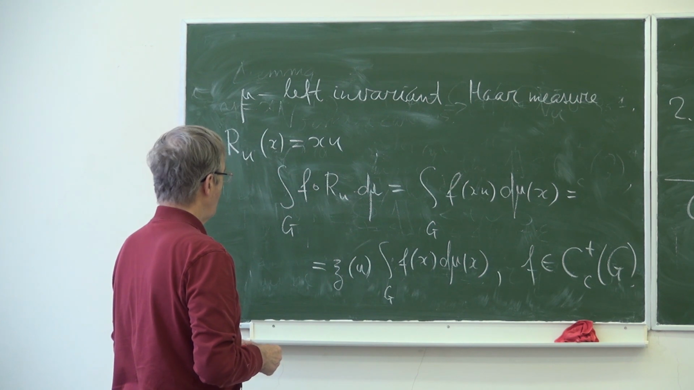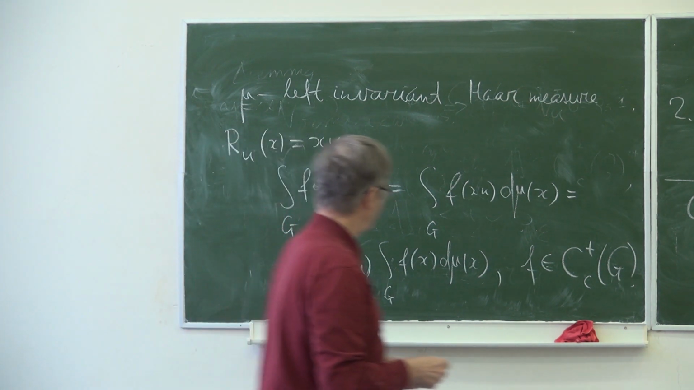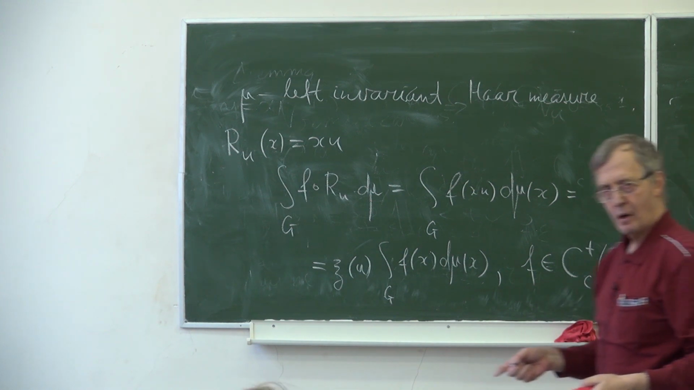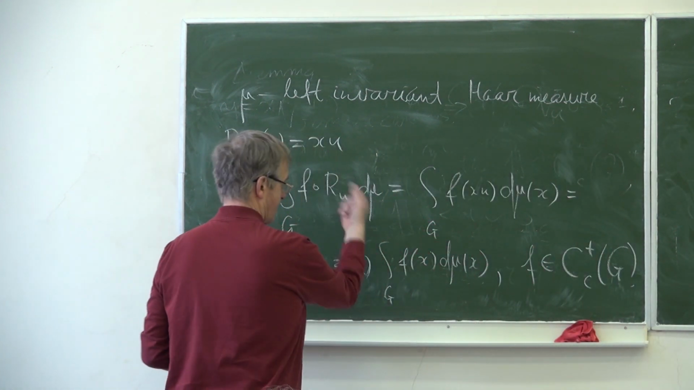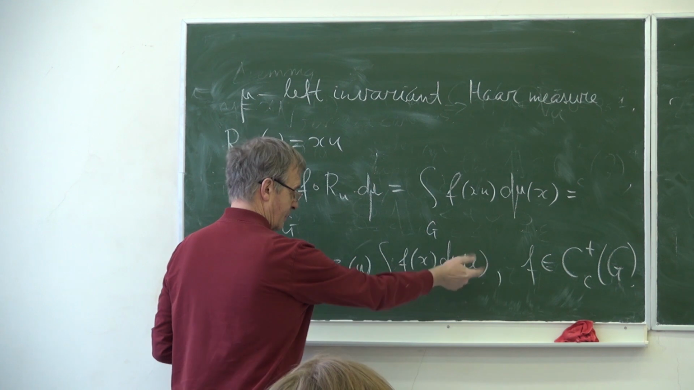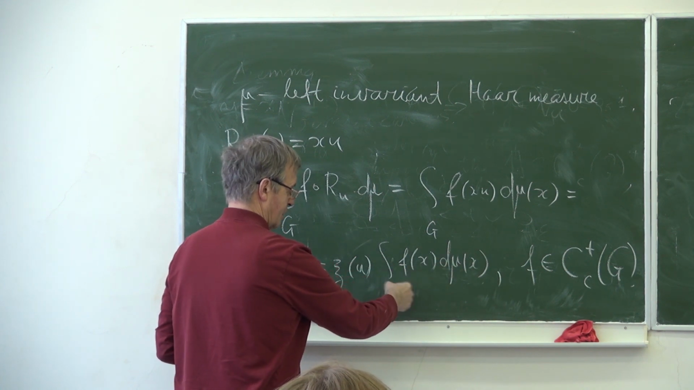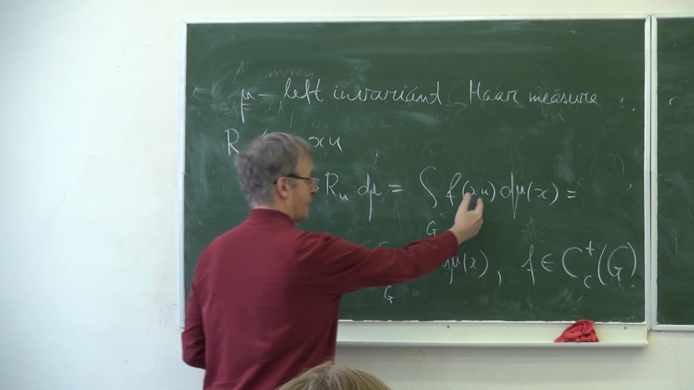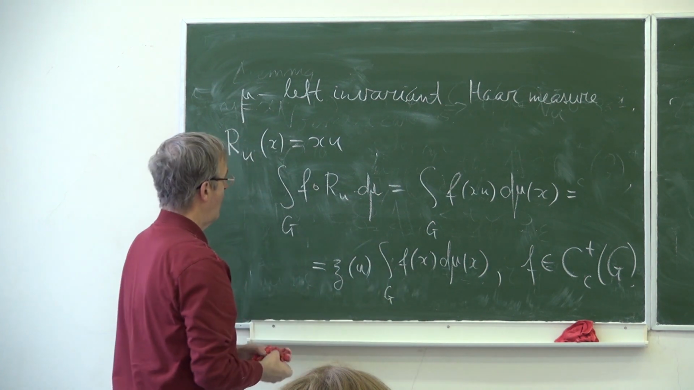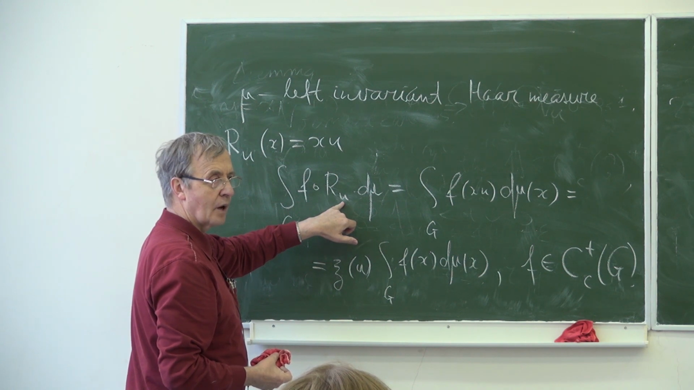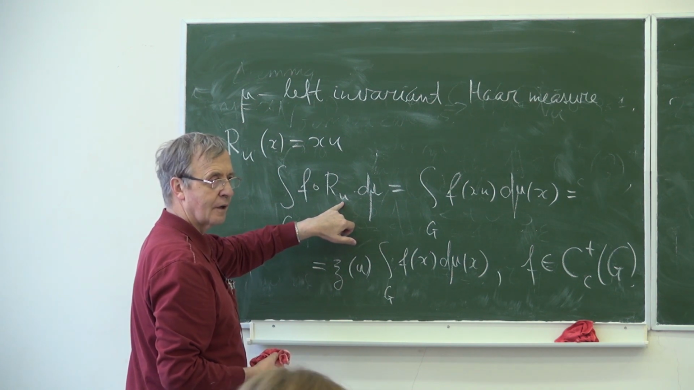Now, what happens here? Surely this is interesting when this function is non-zero, because otherwise everything is zero. If it is non-zero, then this guy is non-zero, because we know that any Haar measure gives a non-zero value on each non-zero test function. So this is non-zero, and this is continuous in u by the uniform continuity of f.